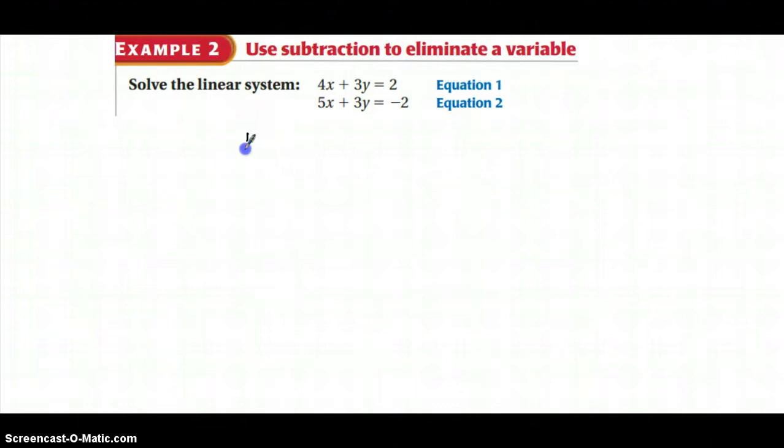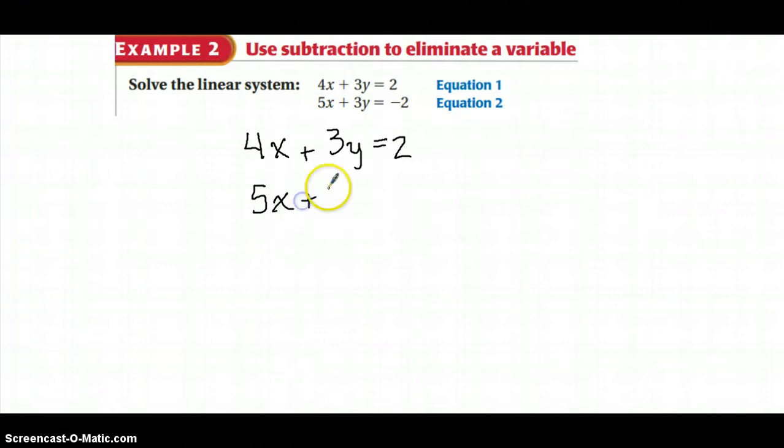Very similar. So we're going to write our equation 1, 4x plus 3y equals 2. And we have 5x plus 3y equals negative 2. Alright, so the difference here is we're going to now subtract. Okay, and so that means if we're subtracting equation 2 from the first one, if I put a minus out here, that's minus all of this. Okay, and so what that means is this negative sign applies to each term, the 5x, the 3y, and the negative 2. And what that's going to do is change all the signs.